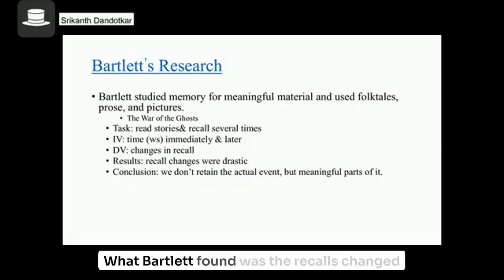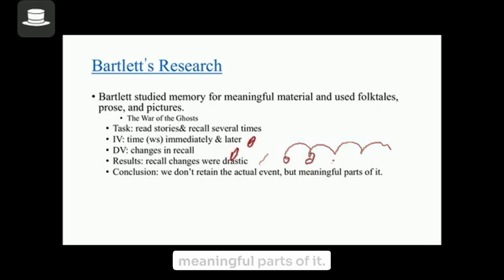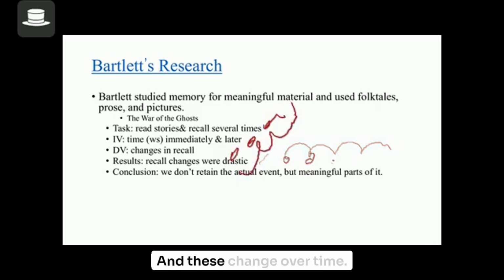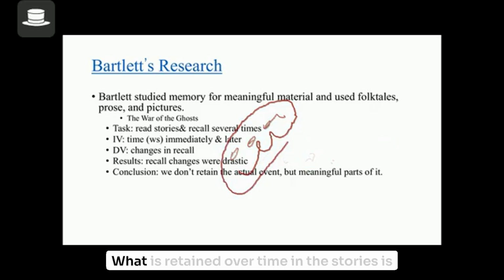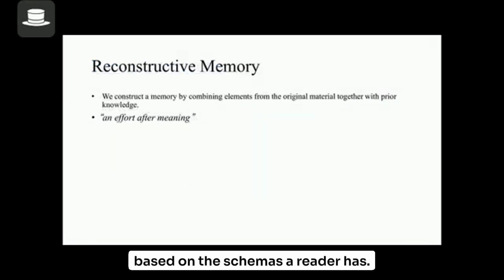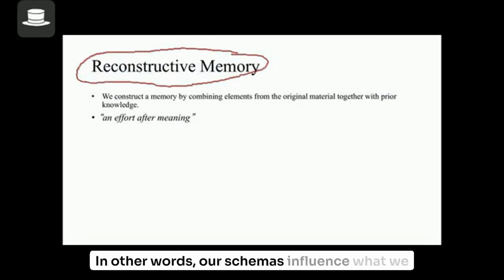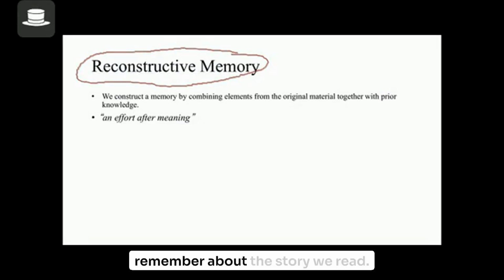What Bartlett found was the recalls changed over time, and he concluded that we don't retain the original story, but we actually remember the meaningful parts of it, and these change over time. What is retained over time in the stories is based on the schemas a reader has, and he called it reconstructive memory. In other words, our schemas influence what we remember about the story we read.